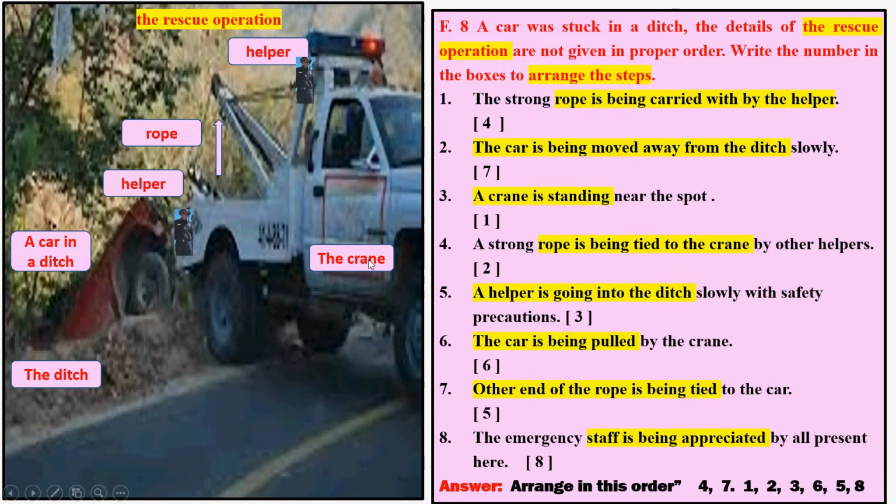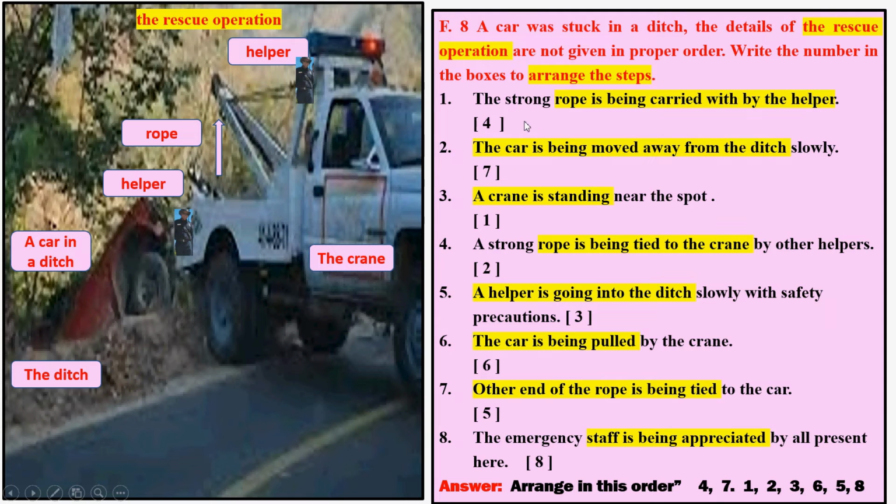For the rescue operation, this crane is brought here. Then this is the helper. He tied it. Then he goes here and ties the other end to the car. One end with the crane, the other end with the car. And then it is picked up. So you can see this rope also. Okay. Friends, this is just the process of how to bring the car out of a ditch.